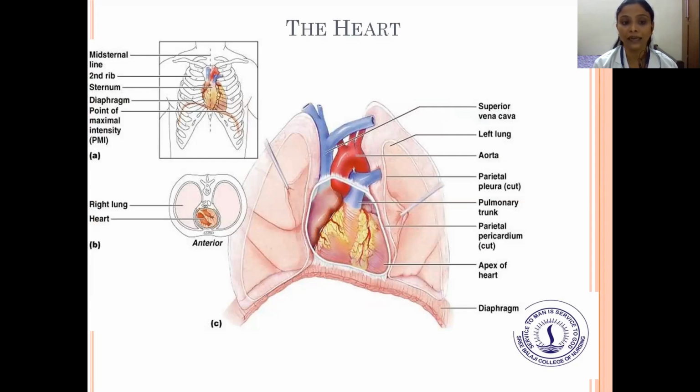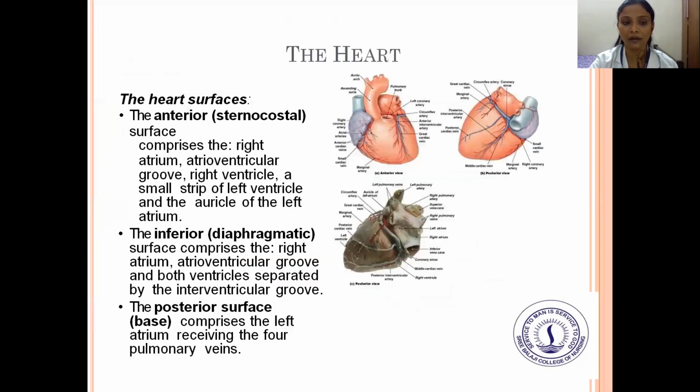So that is the right lung above the heart, and you can see the parts of the heart which are superior vena cava, left lung, aorta, pericardial pleura, pulmonary trunk, parietal pericardium, that is the cut section, and the apex of the heart and the diaphragm, where the heart finishes and ends up with the diaphragm. This is the structure of parts of the heart.